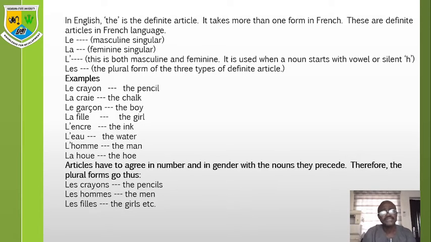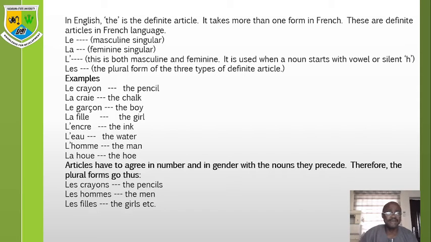Now, every object has its own gender in French language. An object is either masculine or feminine, or even masculine plural or feminine plural. When an object is masculine singular, we use le. When it is feminine singular, we use la. When an object starts with a vowel or silent h, we use what? We use l' apostrophe. And all these 3 types have les as the plural form of the 3 types of article.